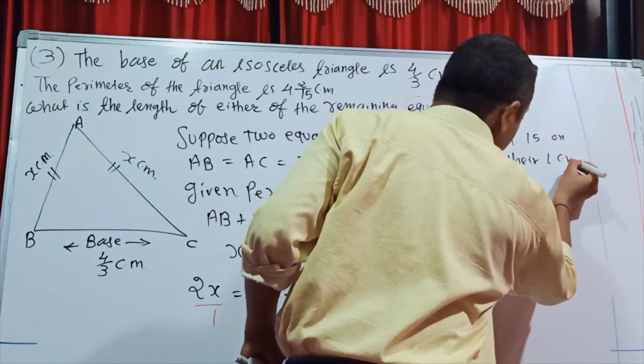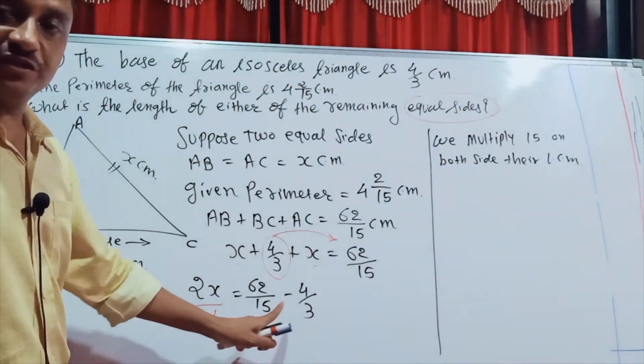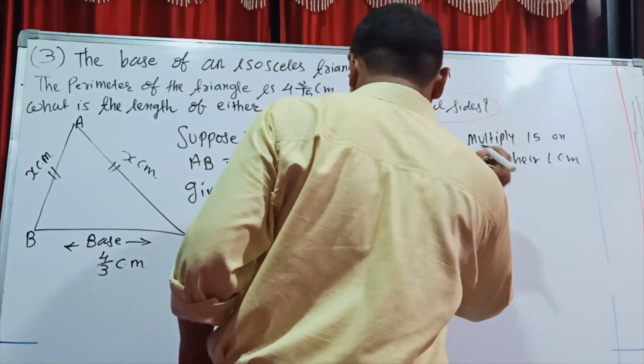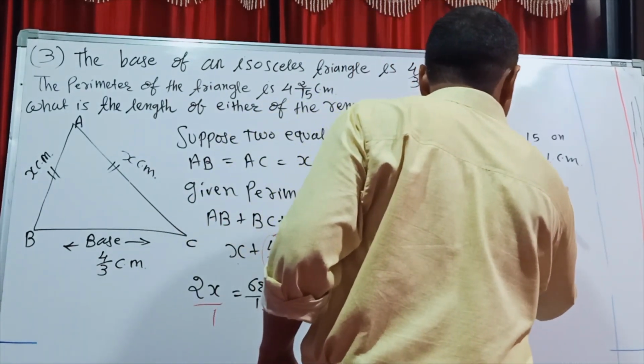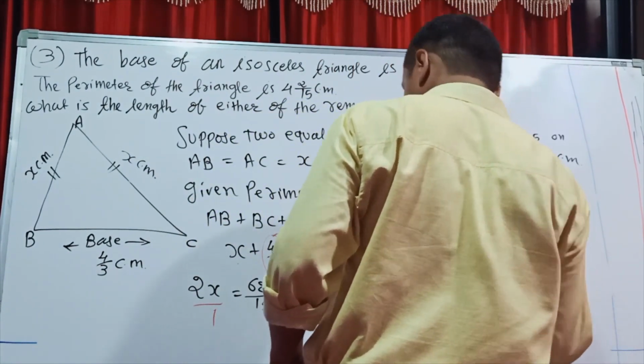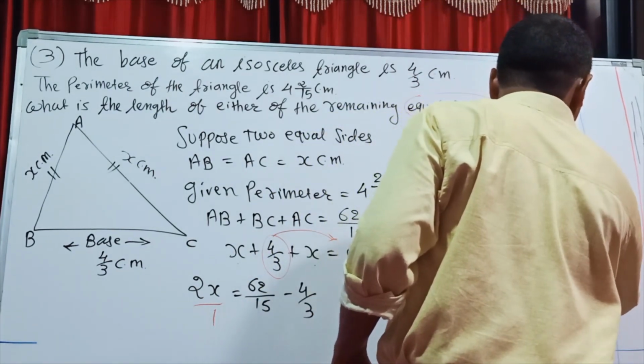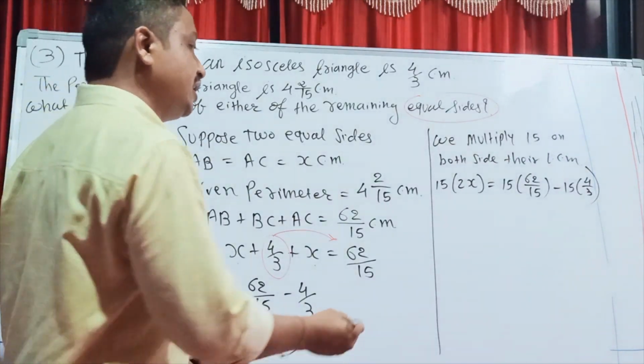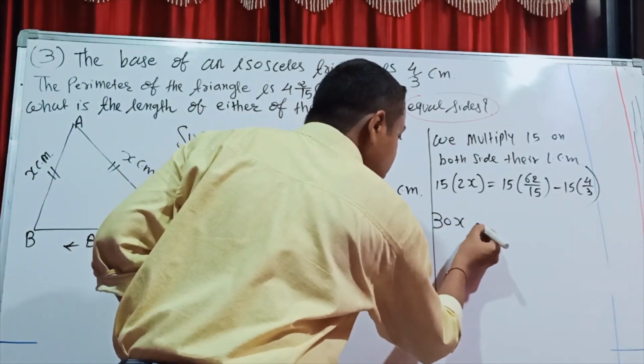Then LCM. So 15, 15, 15. Just carry forward one by one. Here 15 multiply. Similarly here 62 by 15. And last similarly again 4 by 3. All are multiplied. So you are getting here 30x.